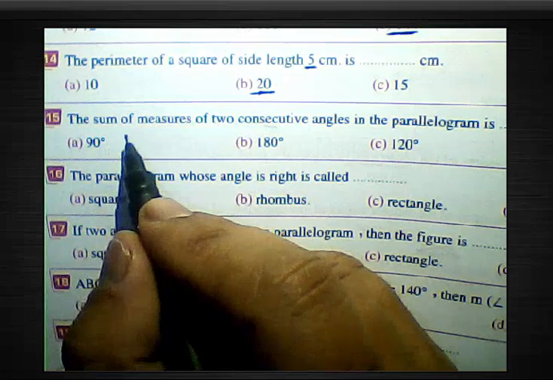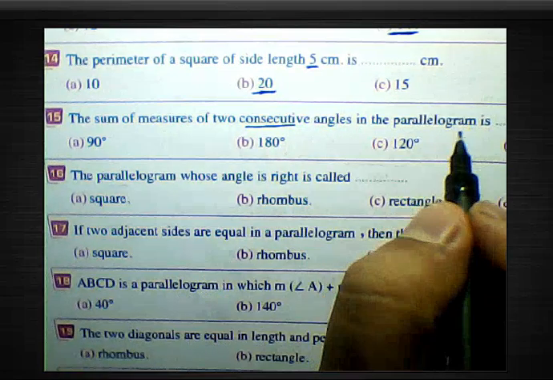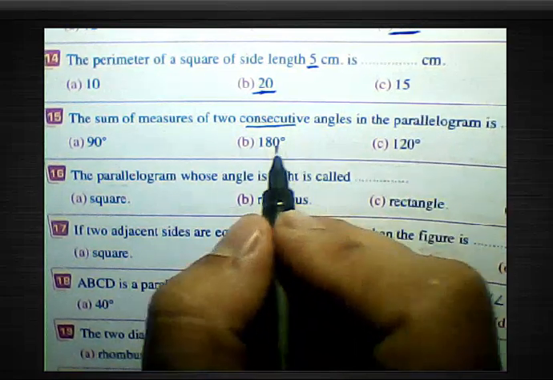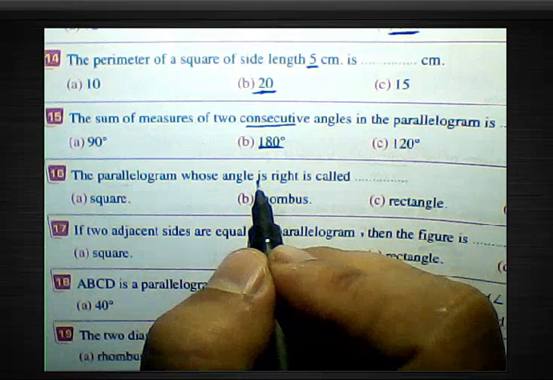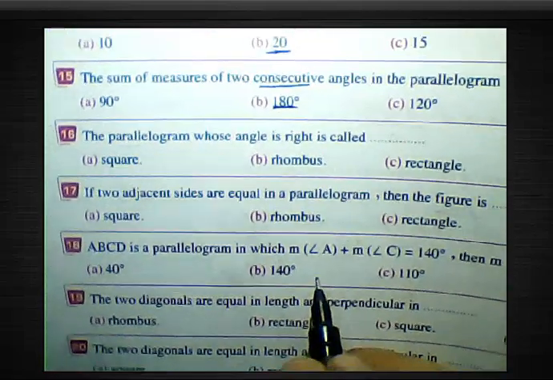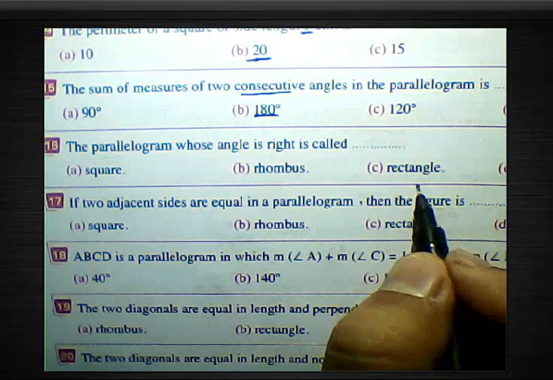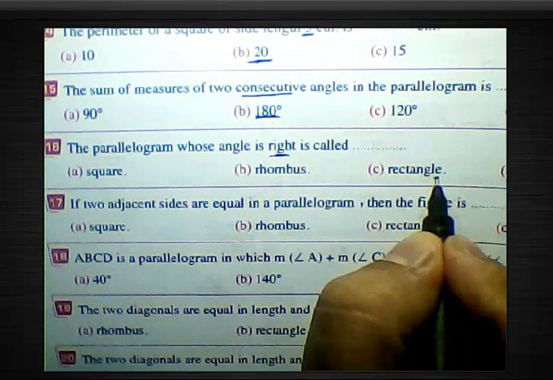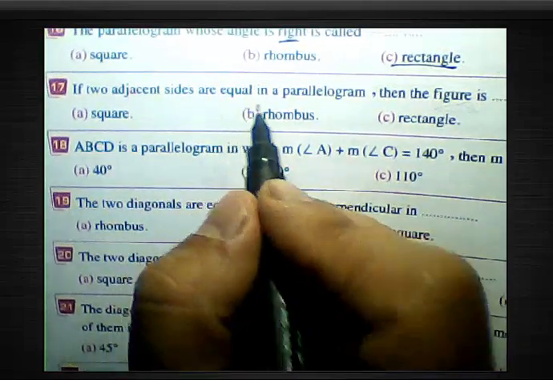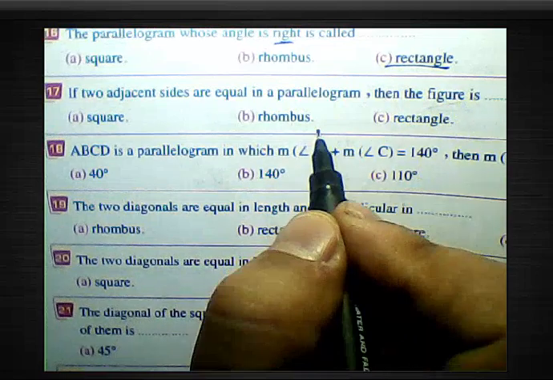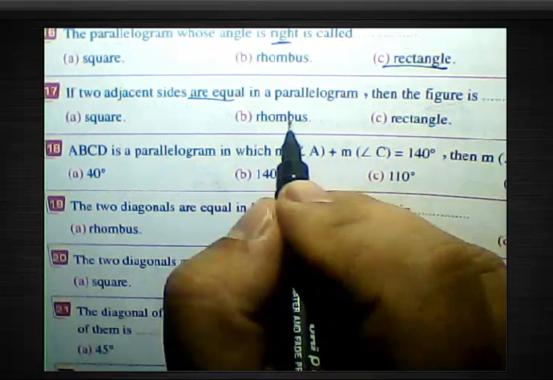The sum of the measures of two consecutive angles in a parallelogram equals 180. We call them supplementary angles; the sum of them equals 180. The parallelogram whose angle is right, we call it a rectangle. If two adjacent sides are equal in a parallelogram, then the figure is a rhombus.